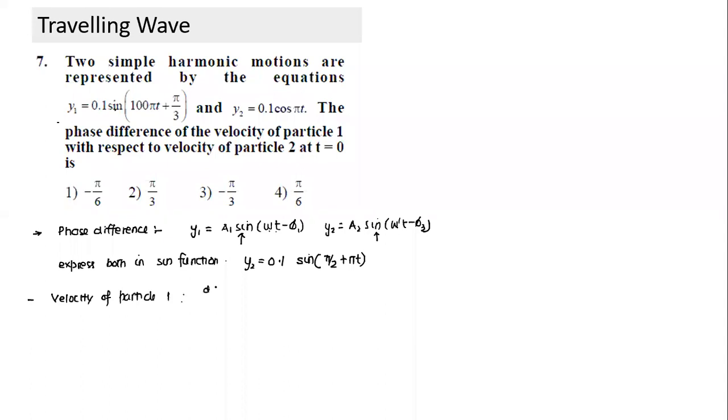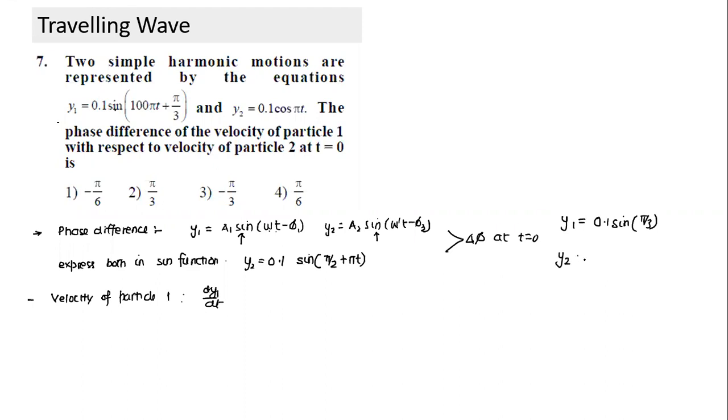We could have found dy by dt. Okay, even before I do so, can we find delta phi between the two? What is the phase difference between the two at t is equal to 0? So what I do is I find this equation at t is equal to 0. What is y1 at t is equal to 0? Y1 at t is equal to 0 is 0.1 sine of pi by 3.